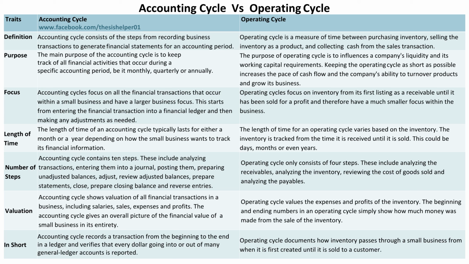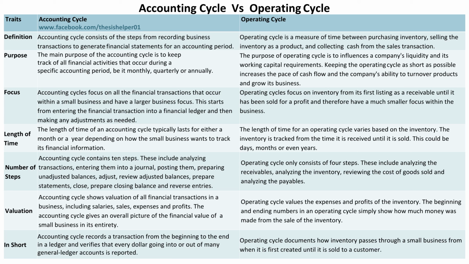The length of time of an accounting cycle typically lasts for either a month or a year depending on how the small business wants to track its financial information. Whereas, the length of time for an operating cycle varies based on the inventory. The inventory is tracked from the time it is received until it is sold. This could be days, months, or even years.